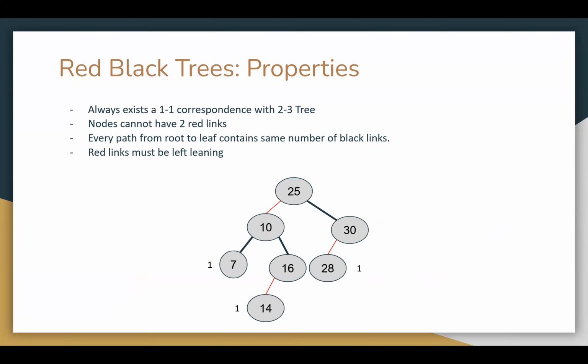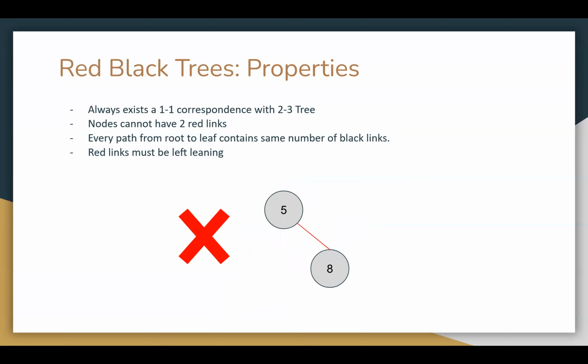Every path from the root to the leaf in a red-black tree must contain the same number of black links. Remember the same rule in 2-3 trees is where all leaves have to be the same distance from the root. This is the equivalent within red-black trees. Red links don't really count because they're merging horizontally between two nodes. So what we do is count the black links from the root to each leaf. You see here, 7, 14, and 28 all go through only one black link towards the root.